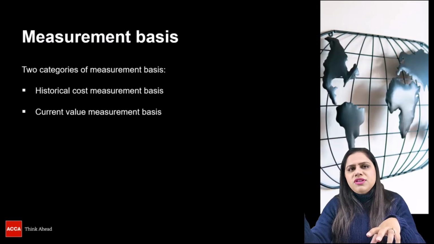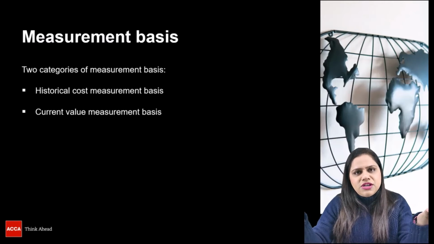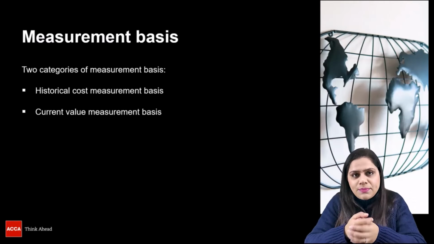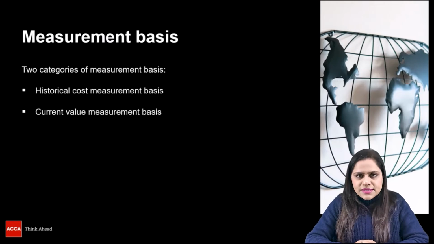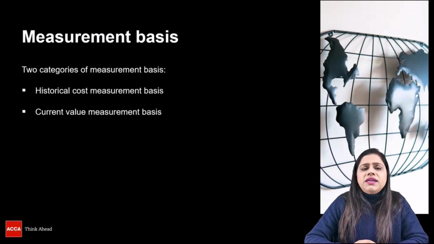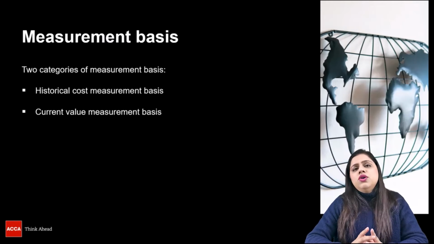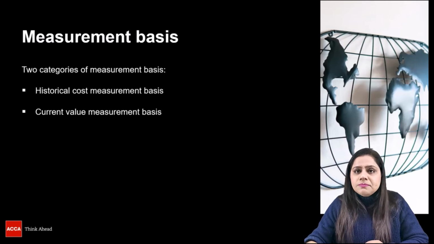So once that double entry is made, so I've decided that I'm going to, let's suppose, debit my property, plant and equipment, and I'm going to credit my cash, then the next question is that by what value do I pass this double entry? And for that purpose, we see the measurement basis. So the conceptual framework gives you a choice of two types of measurement basis, which is historic cost measurement basis and current value measurement basis.